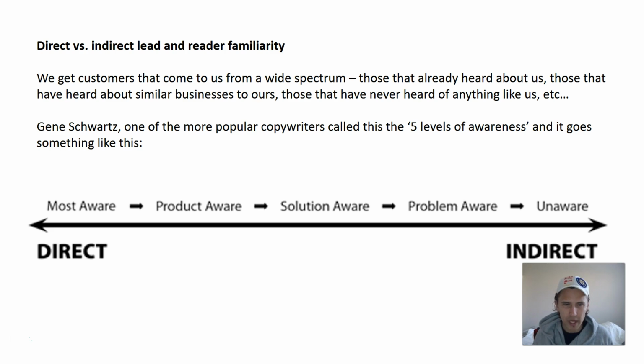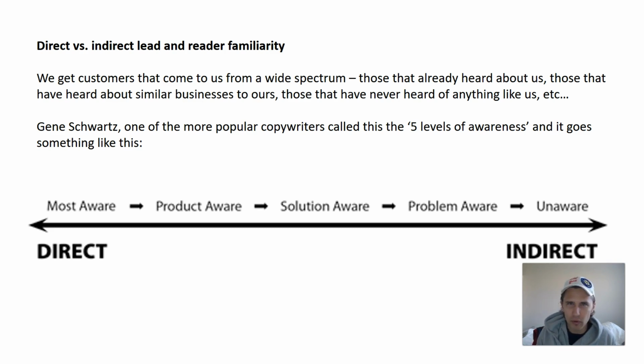Now, the problem with this is there's a bunch of different people on a different spectrum, right? Here, by Gene Schwartz, one of the more popular copywriters, he called this the 5 levels of awareness, and you have people that are most aware to unaware. So basically, he's saying that if you want to target those people that are most aware, you need to use the direct leads. Or not need to, but it's going to be more effective, most likely, right?